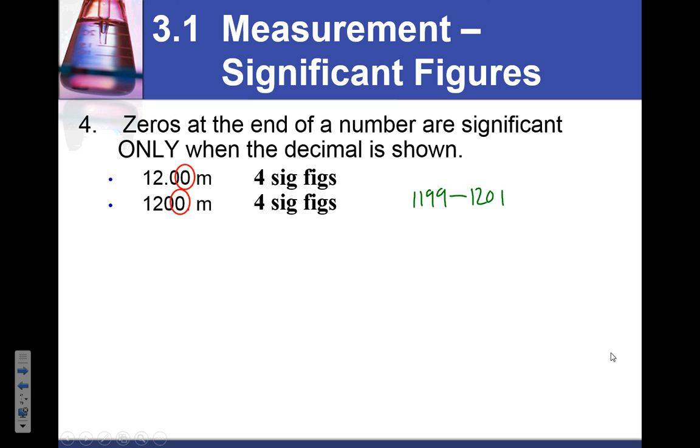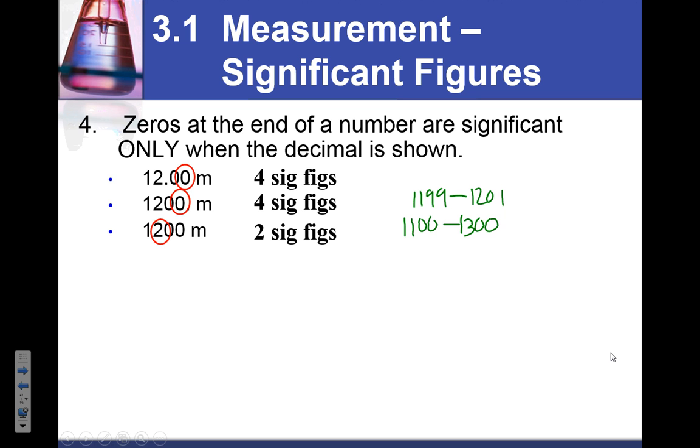Well, what happens if I write 1200 without the decimal point? Now those are zeros at the end of the number. There is no decimal point shown in the number, so therefore I have to say neither zero is significant, and this would only have 2 significant digits. So this would mean that 2 is my uncertain digit. So this would mean 1200 plus or minus 100. So the true value is somewhere between 1100 and 1300. That's where the true value would fall.